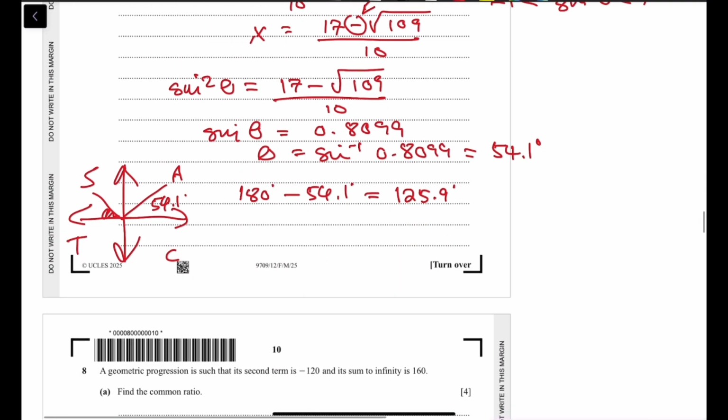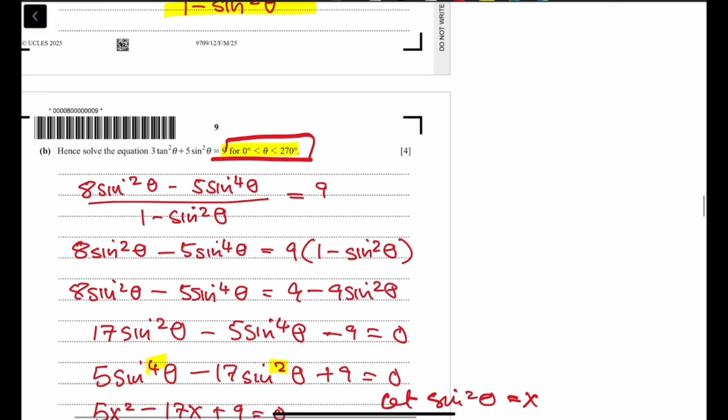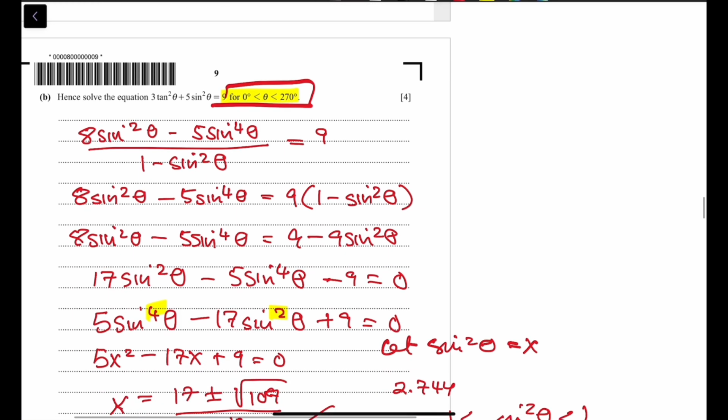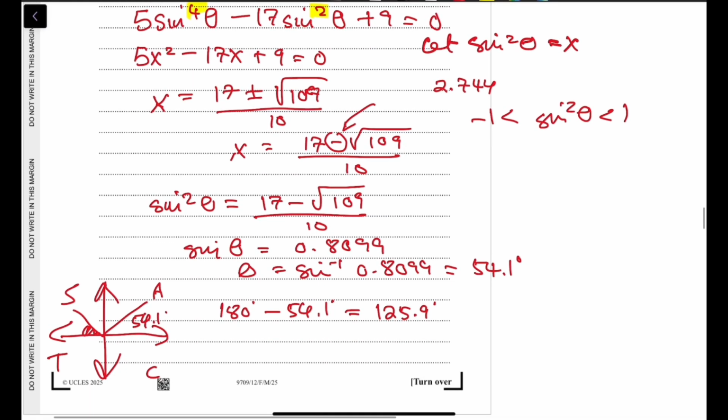We also have, I believe, we have another one, because it's actually sine theta equals plus minus 0.8099. So for the positive values, we get 54.1 degrees and 125.9 degrees. And then for sine theta equals minus 0.8099, we will get another value. We will get theta equals minus 54.1 degrees.